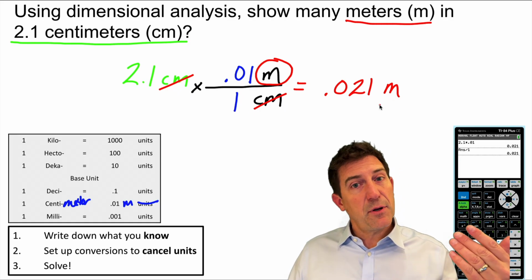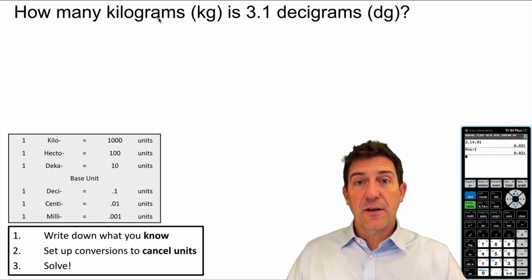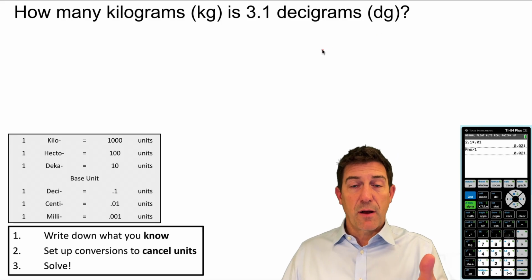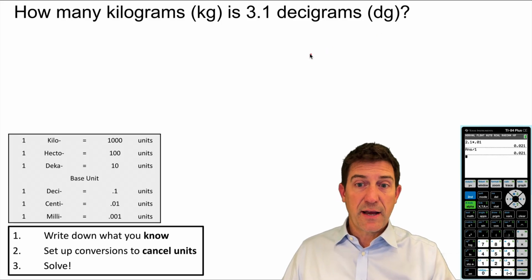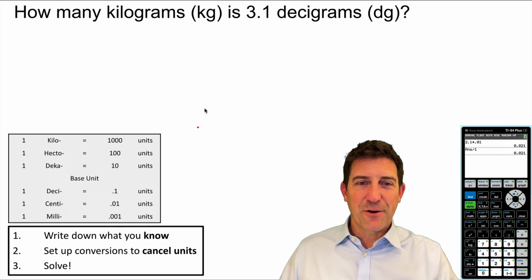So let's step it up. How many kilograms is 3.1 decigrams? This is just a conversion problem. Conversion problems require that we use dimensional analysis. And here are my steps for dimensional analysis.